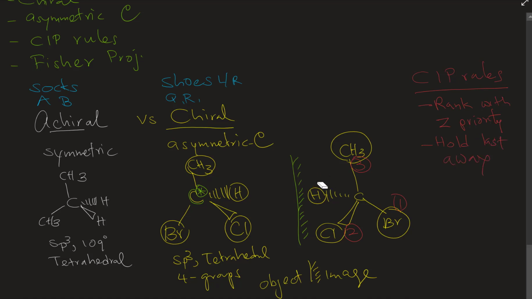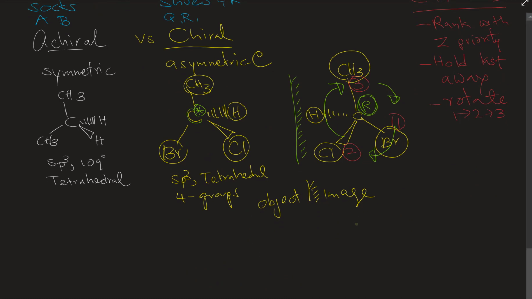Then hold the last priority one, hydrogen, away from you, and take the rotation in 1, 2, 3 order. So 1 to the 2 to the 3. So this looks clockwise. It is exactly like clock arms turning around, right? So that's called the R, the right turn, or the R. It's also rectus, and it's clockwise, right?